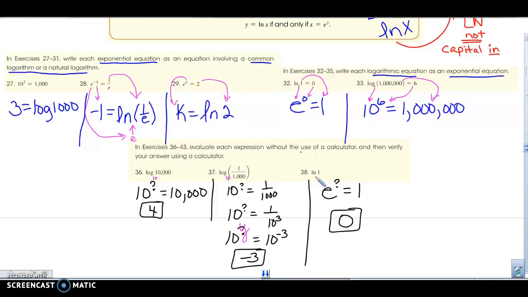Another example, the base here must be e because we're dealing with ln. So what do I have to raise e to in order to get 1 as a result? And so the exponent here would be 0. e to the 0 power equals 1.